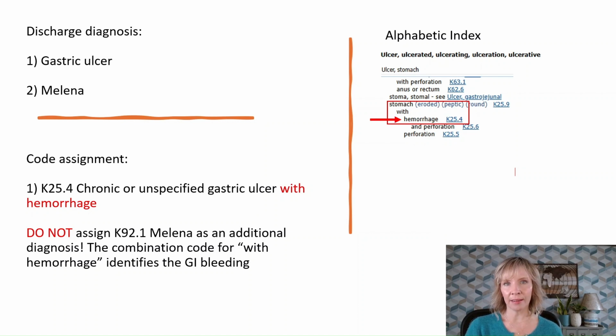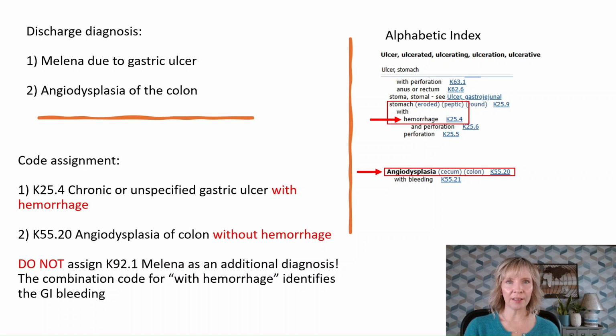Notice again that in this example, only the combination code for gastric ulcer with hemorrhage is assigned. No additional code should be assigned for the melena because the combination code for with hemorrhage identifies the GI bleeding. In this example, the provider has documented melena due to gastric ulcer, and they have also documented angiodysplasia of the colon as a discharge diagnosis. In this case, the documentation does specifically say that the melena is due to the gastric ulcer, so we're going to assign the code for chronic or unspecified gastric ulcer with hemorrhage.